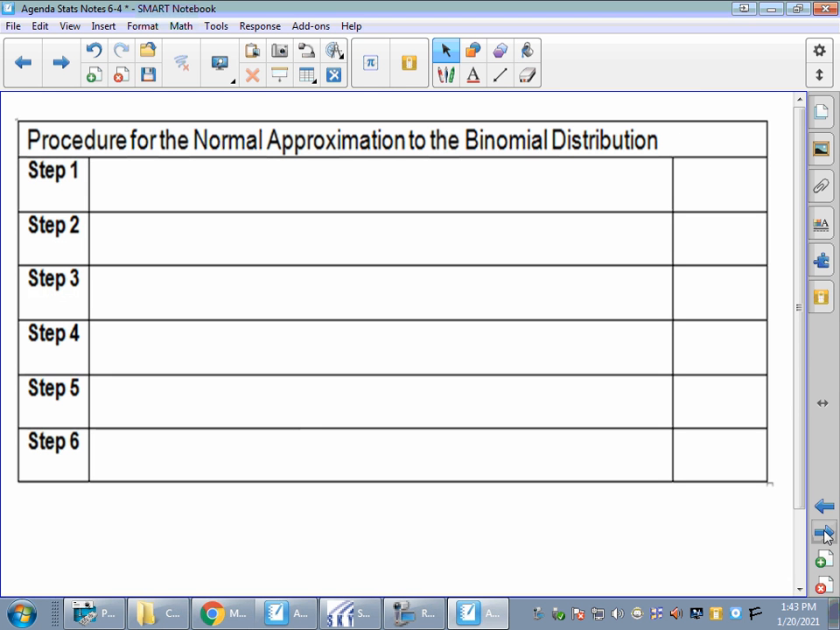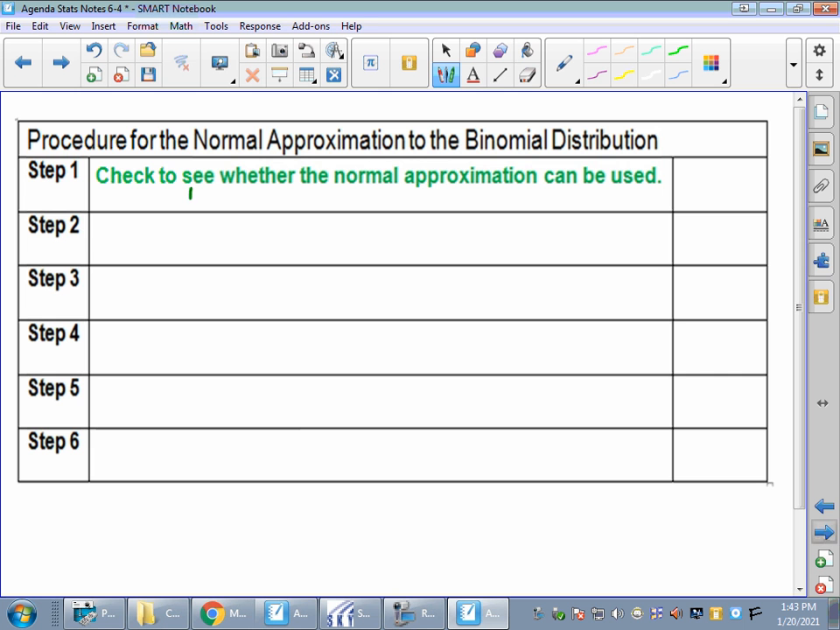So here's how we're allowed to do this. This is what we're going to go through for each problem. 6 steps. Everybody enjoys a lot of steps. So step 1, I already told you. Check to make sure your normal approximation can be used. So check to see if n times p is greater than or equal to 5, check and make sure that your n times q is greater than or equal to 5.